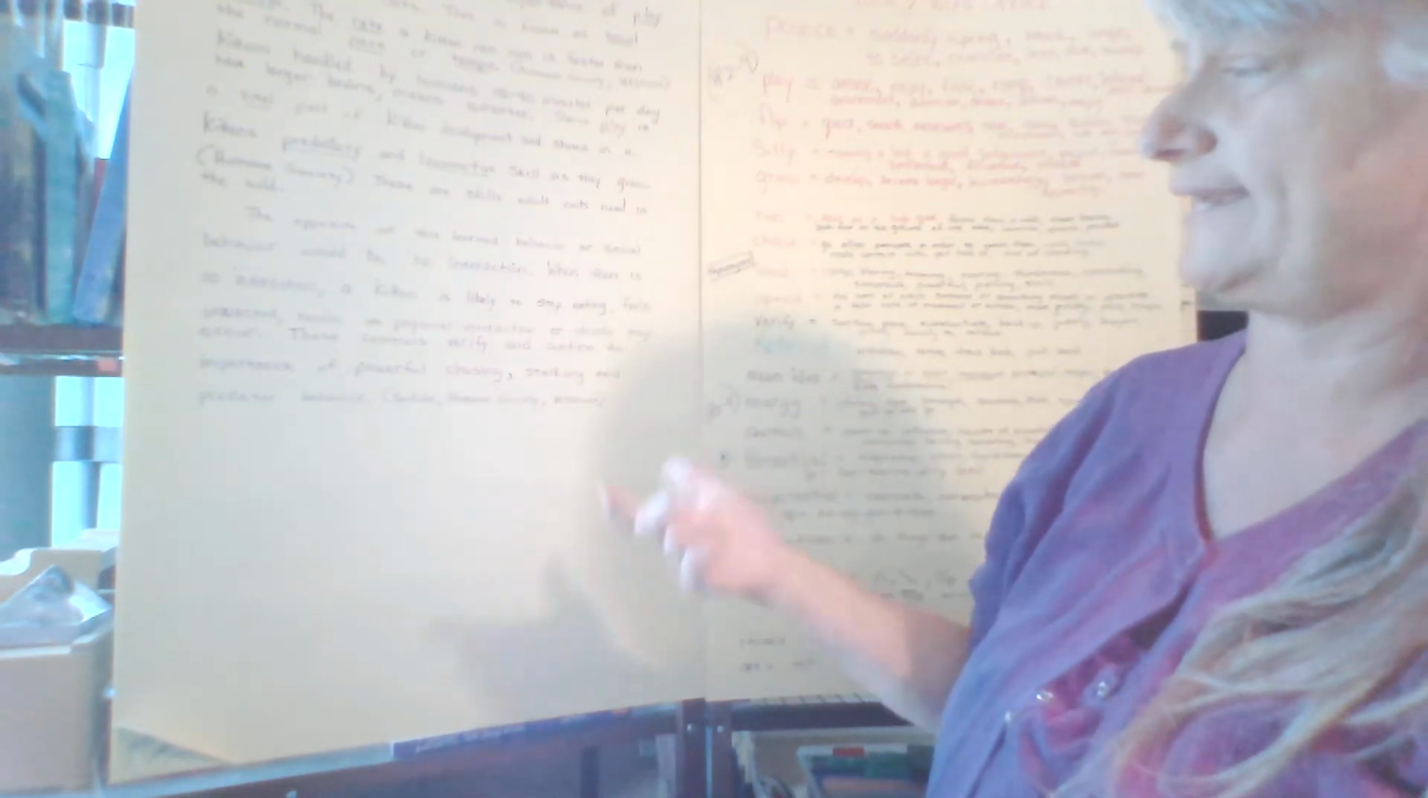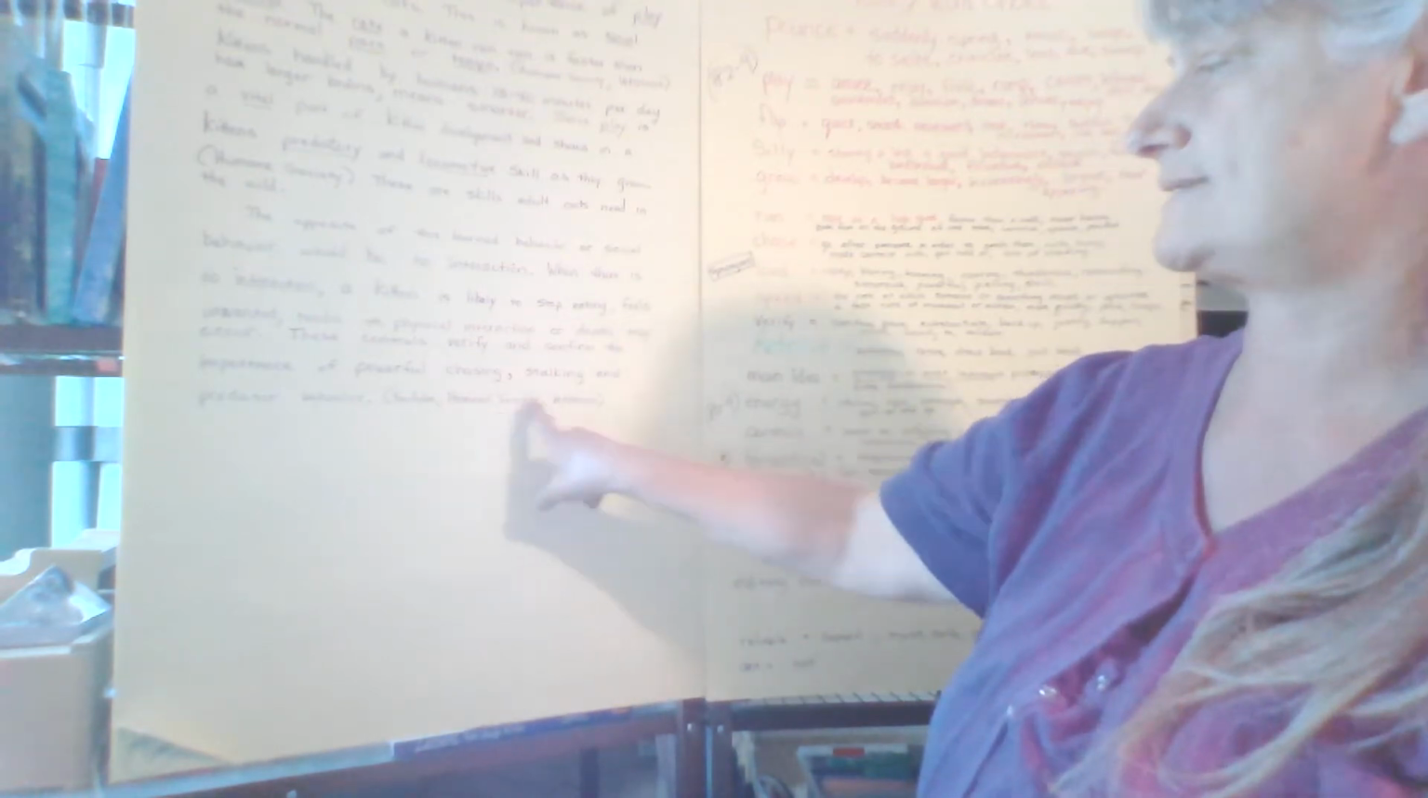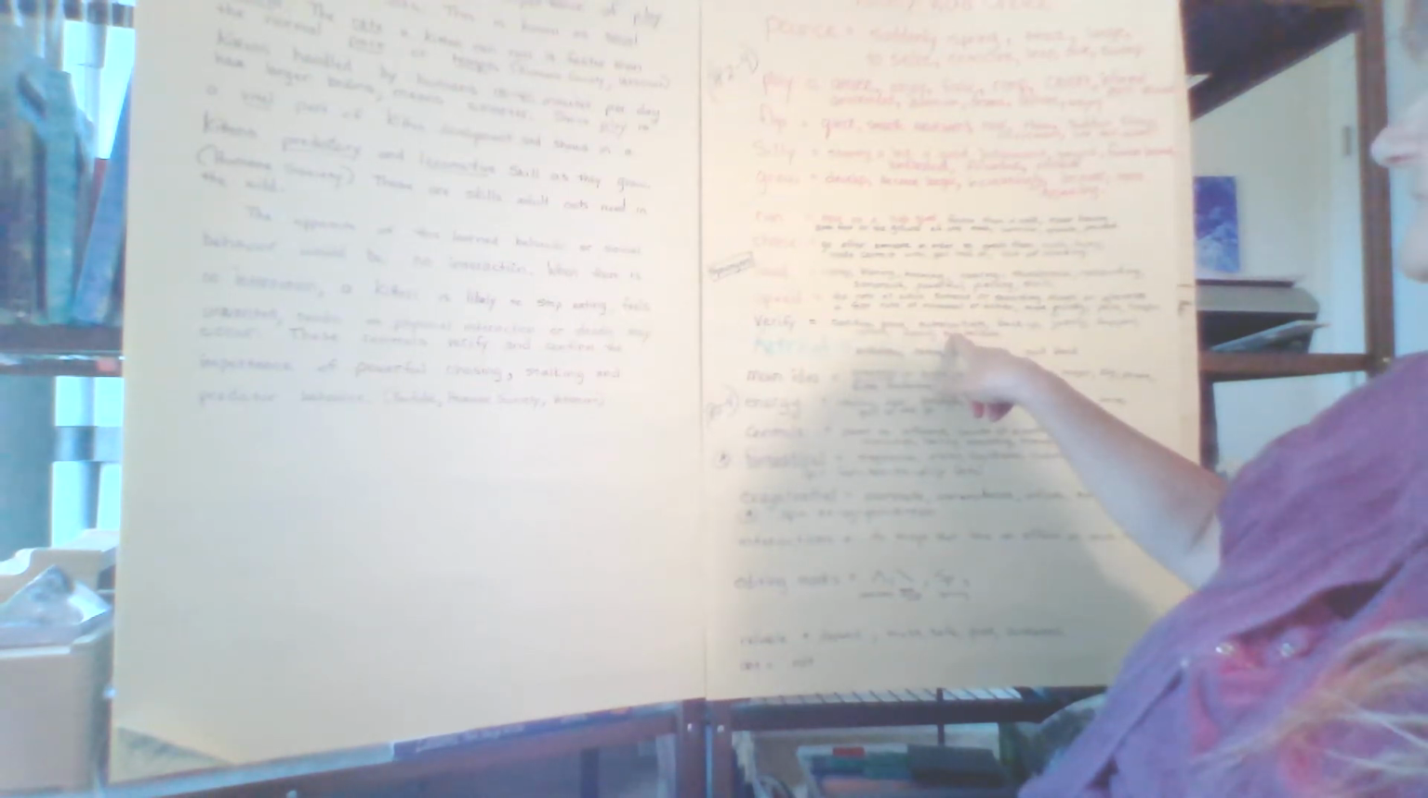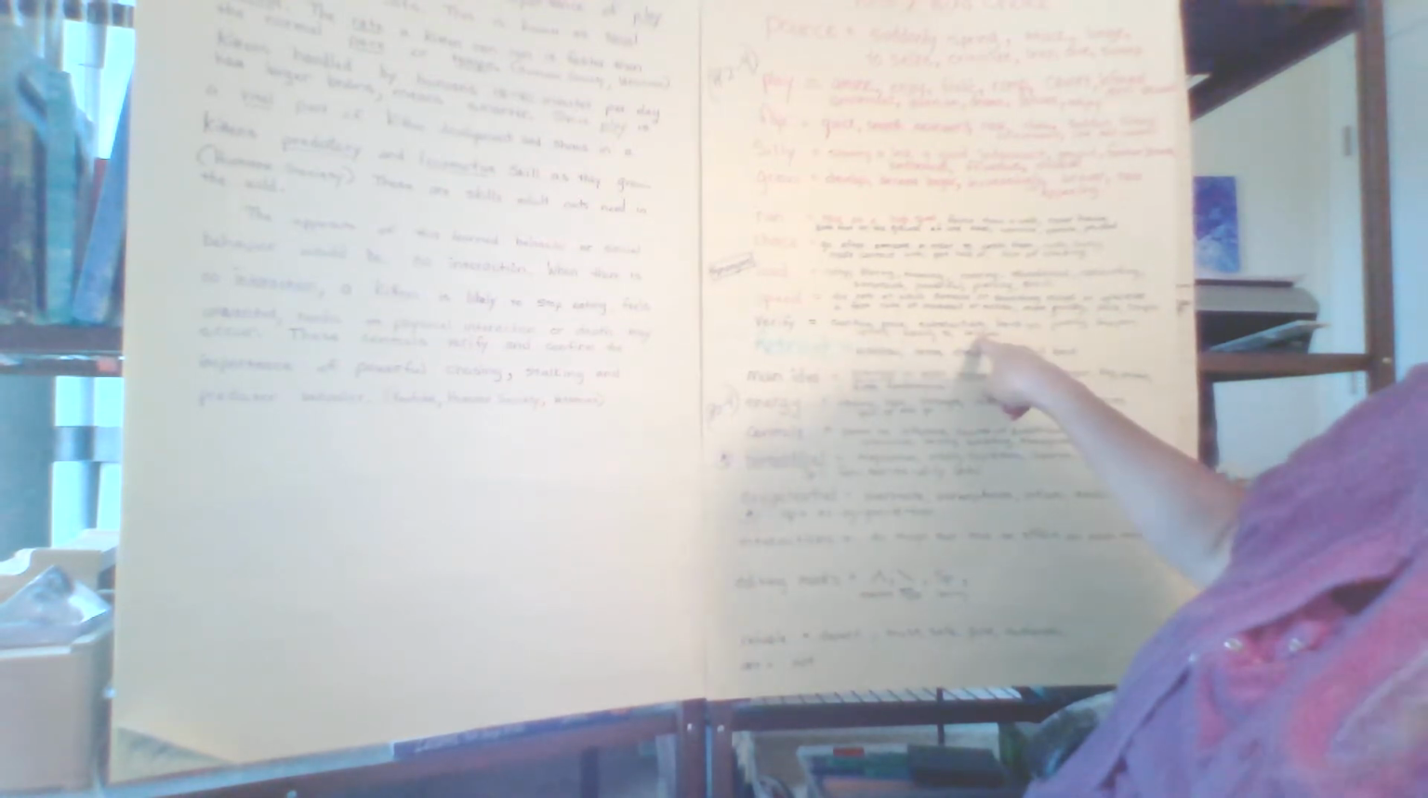These controls verify and confirm the importance of powerful chasing, stalking, and predatory behavior. YouTube, Humane Society, and VetStreet all have those tidbits of information in them. And I went ahead and put controls verifies, because when I looked at verify it has confirm, prove, substantiate, back up, justify, support, uphold, testify to, and validate. I could have used any of those words, and I probably will with the other paragraph when I continue this, to pull out that verification is so important.